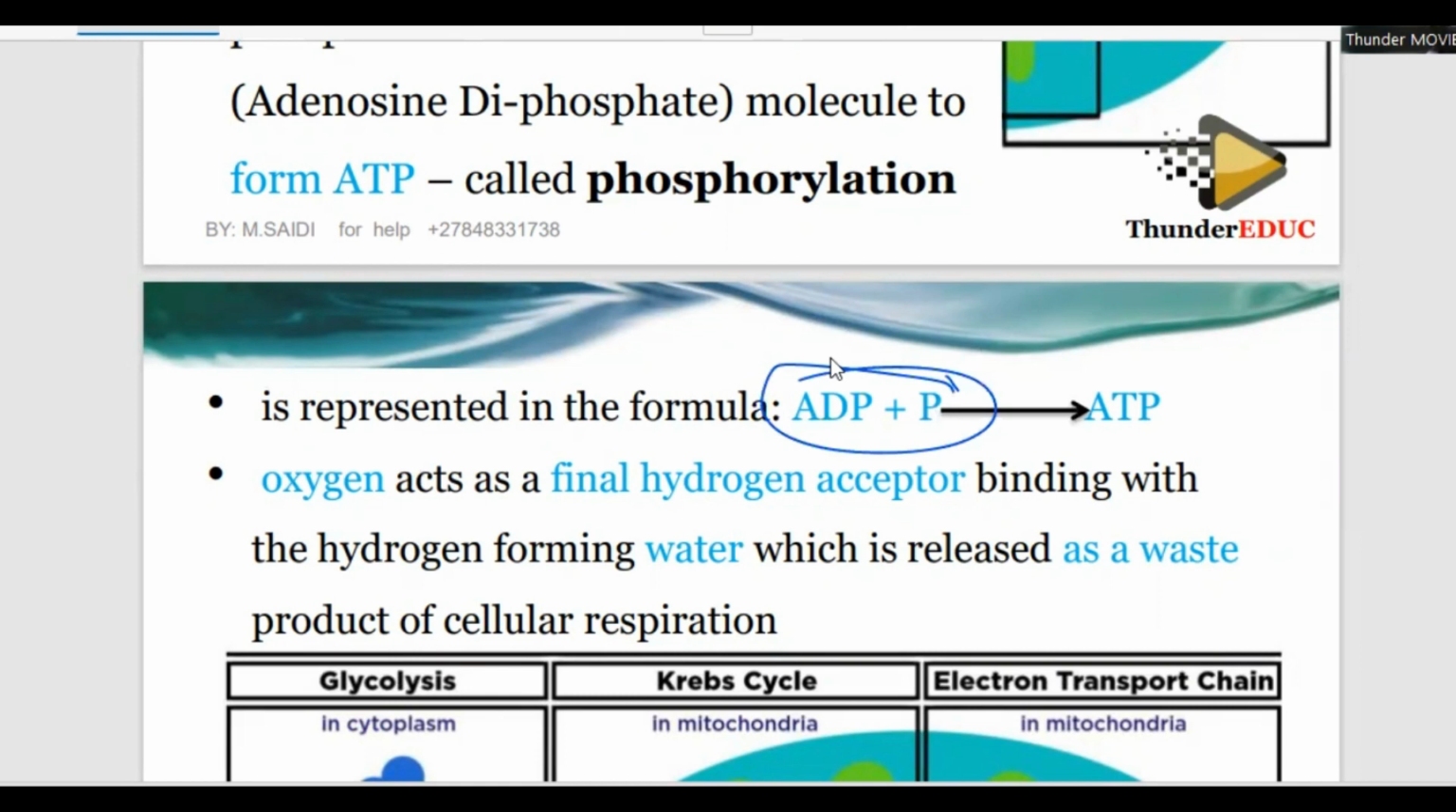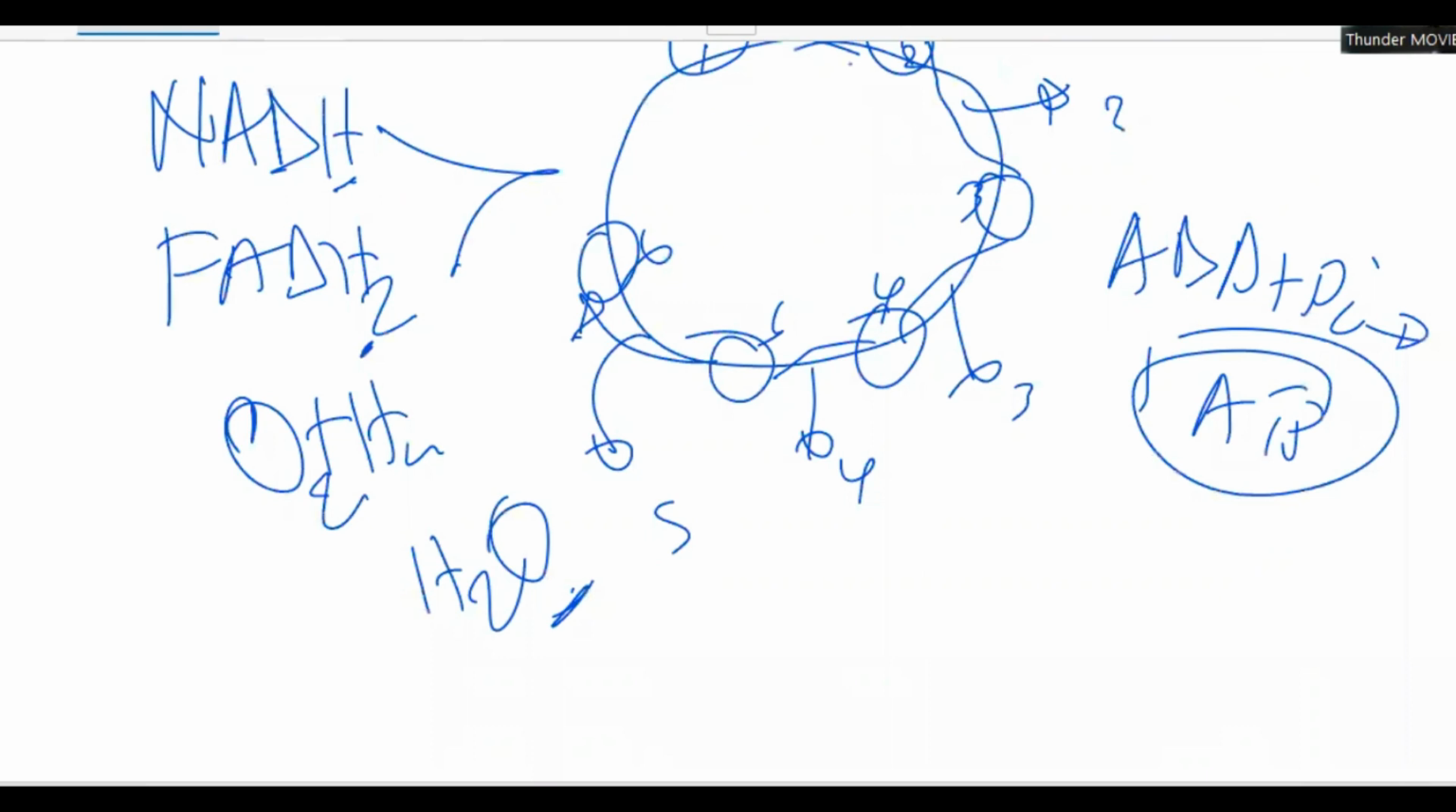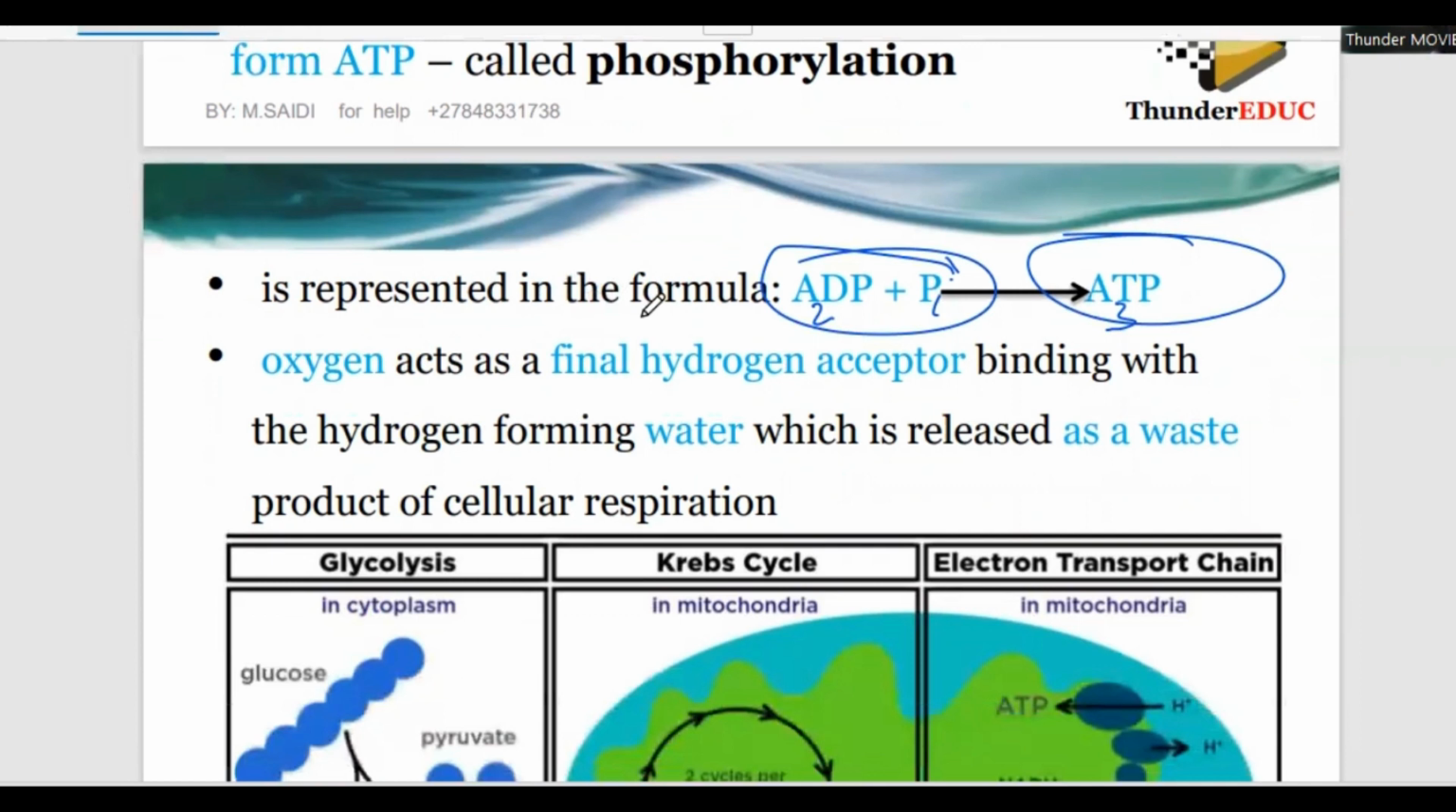Here is the formula which shows how these are formed. For example, ADP plus inorganic phosphate forms ATP; adenosine diphosphate forms adenosine triphosphate. Oxygen acts as the final hydrogen acceptor, as I said, binding with hydrogen and forming a water molecule. That oxygen becomes the last hydrogen acceptor, which combines with the hydrogen ions or atoms, and then you form water molecules. It doesn't just take place the way we write it; it's a little bit complex, but we use it to summarize so that you can understand what is behind the scenes.